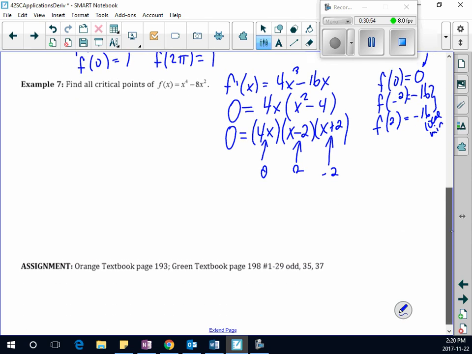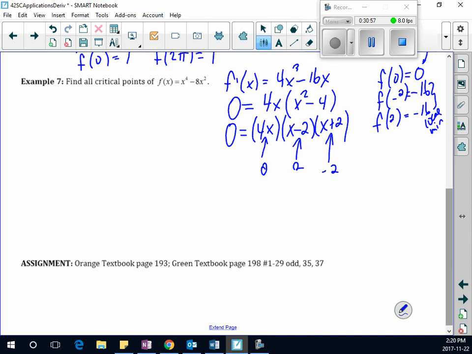For anybody that has the textbook, the pages are different for the answer key, right?